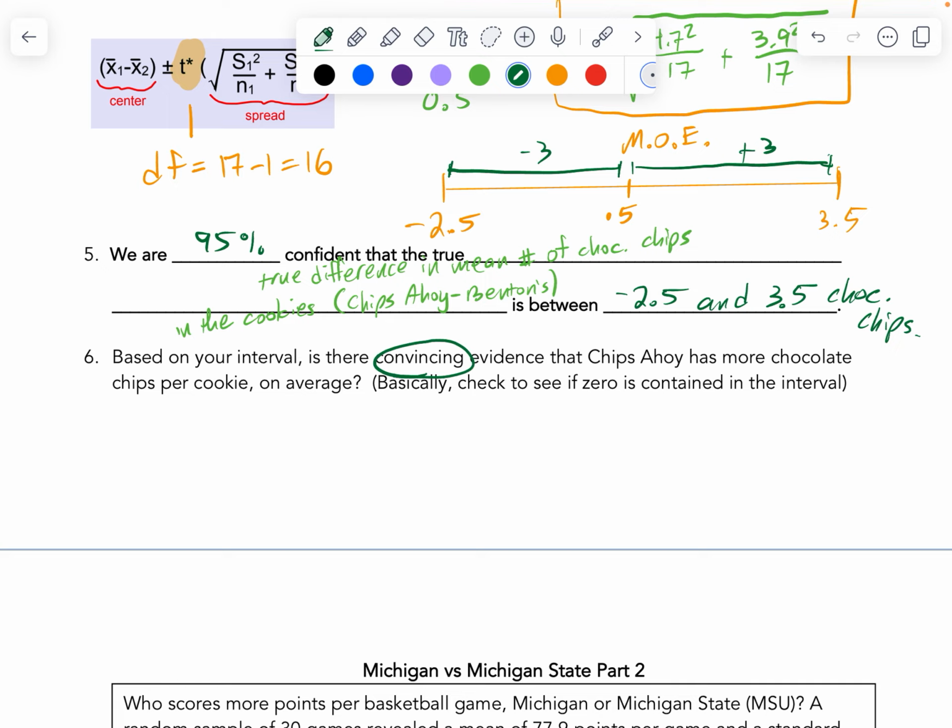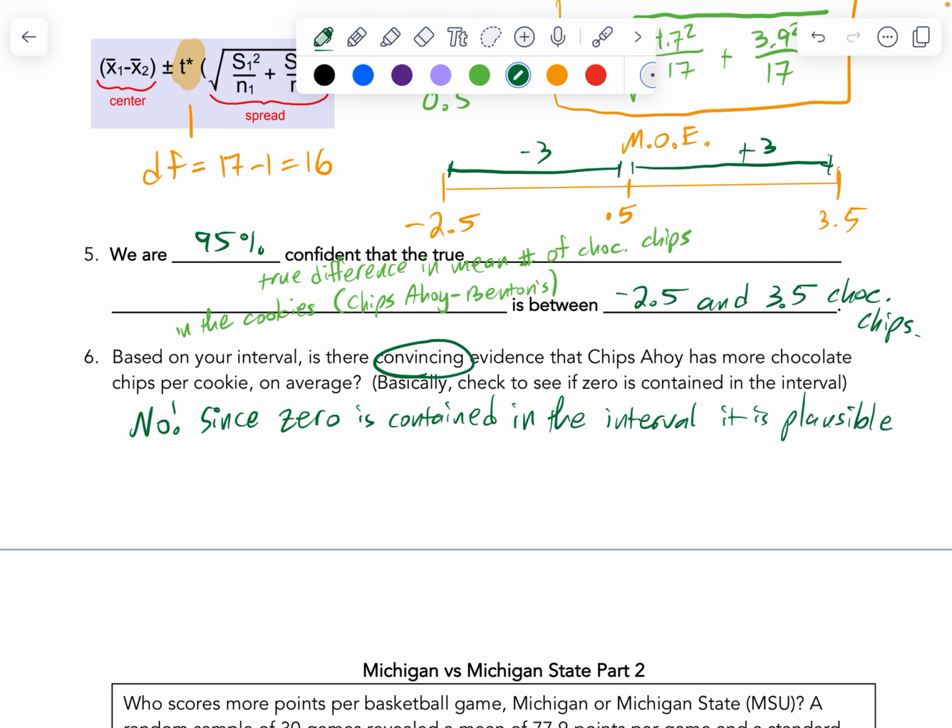So is it convincing? No, since 0 is contained in the interval, it is plausible or possible that the two means are equal.